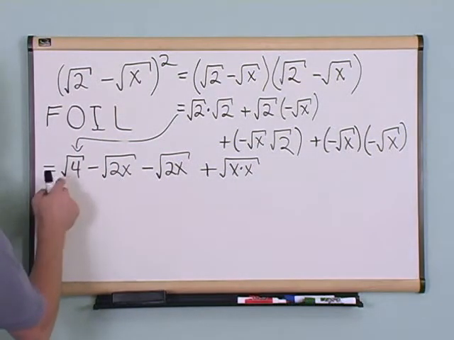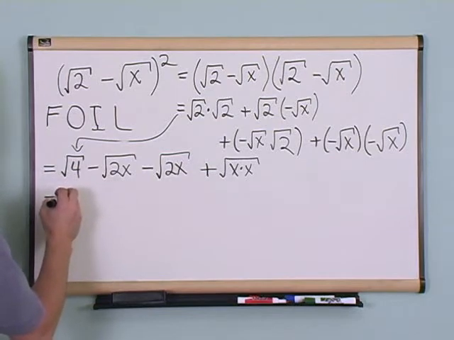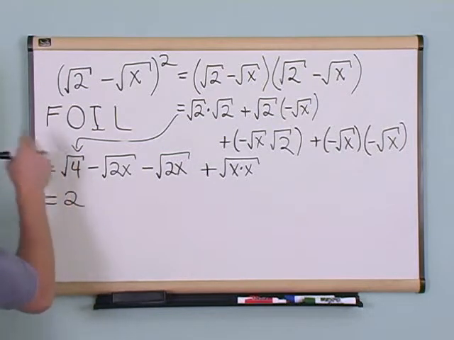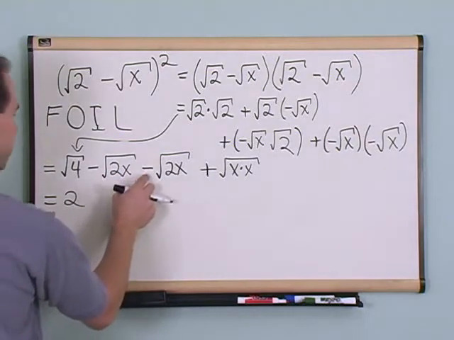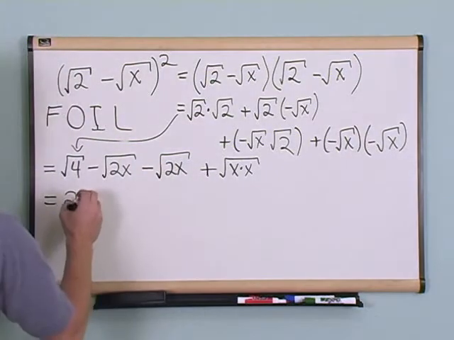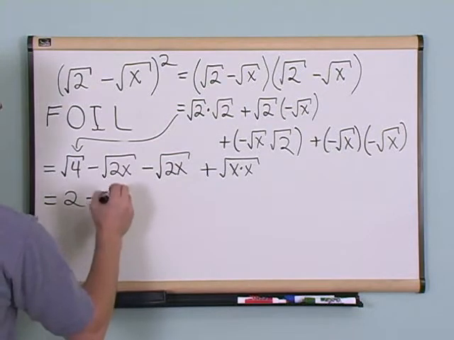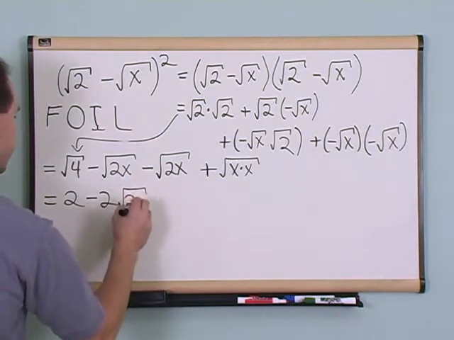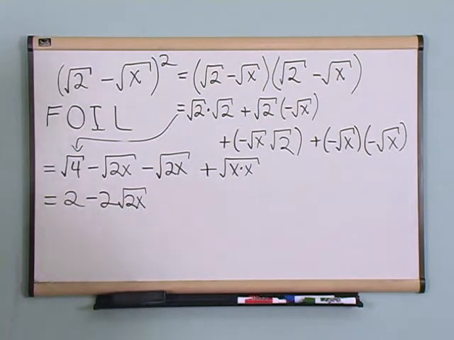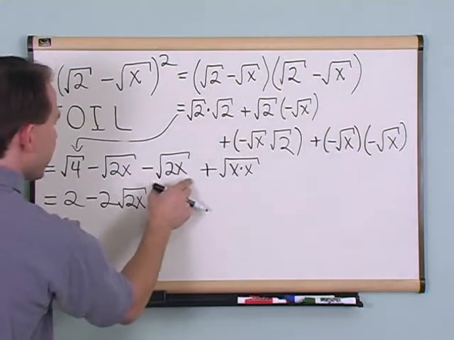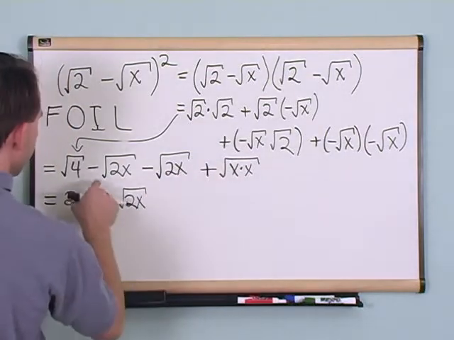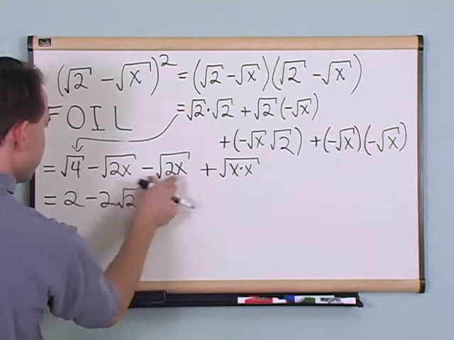Okay. Square root of 4, you should know by now, is just 2, because 2 times 2 gives me 4. Negative square root of 2x minus square root of 2x is going to be negative 2 times the square root of 2x. You can think of this as a term, like x, and this is another term, like x, and so I'm subtracting two common terms here.